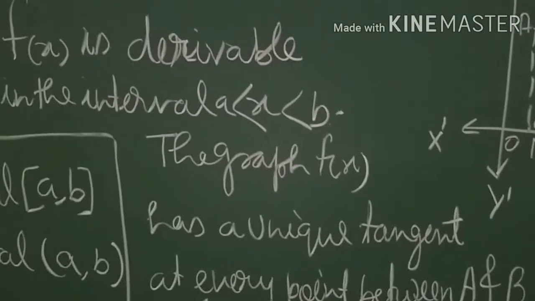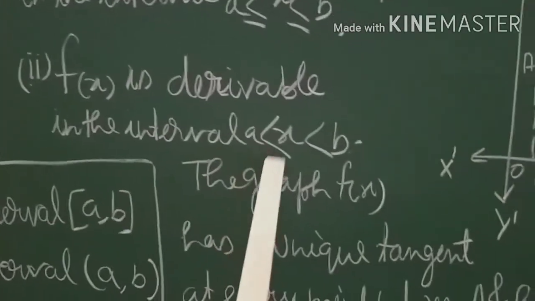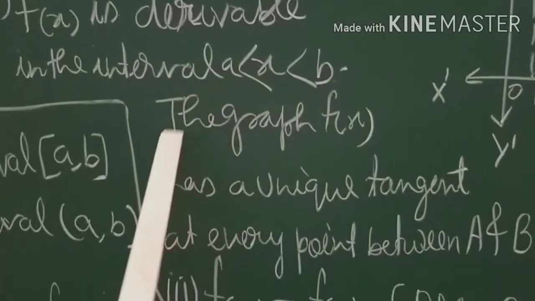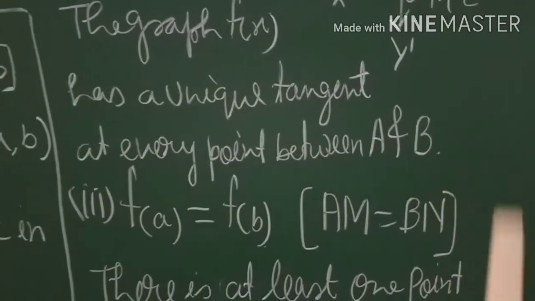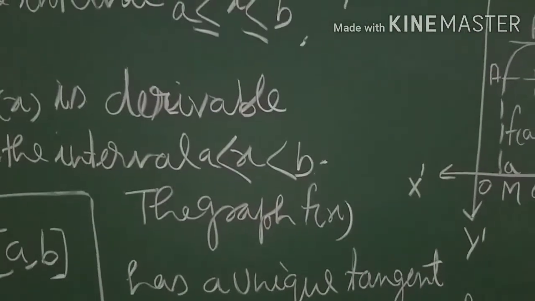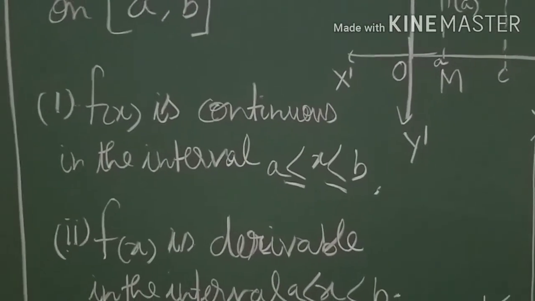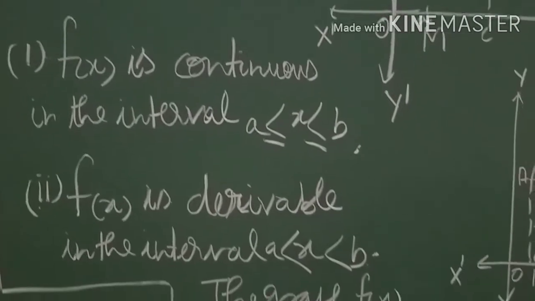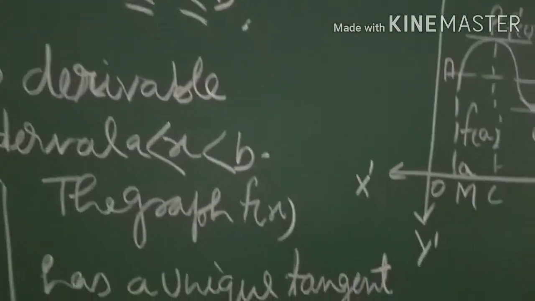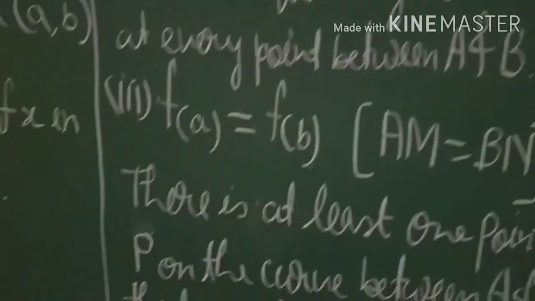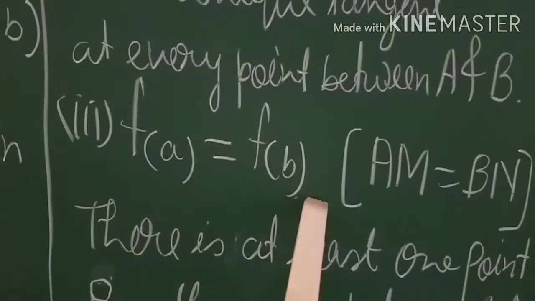So f(x) is derivable in the open interval a to b. The function f(x) has a unique tangent at every point between a and b. So this is the second condition of Rolle's theorem. First, f(x) is continuous in the closed interval [a, b], and f(x) is derivable in the open interval (a, b). Third condition of Rolle's theorem: the value of the function at the points a and b should be equal.